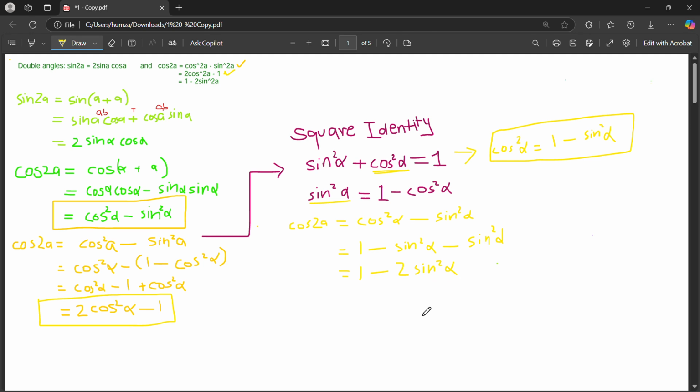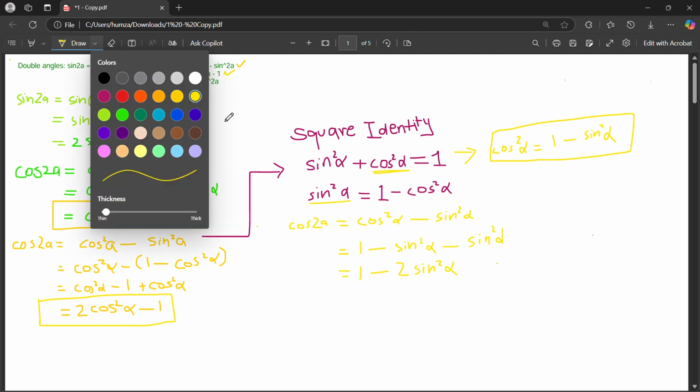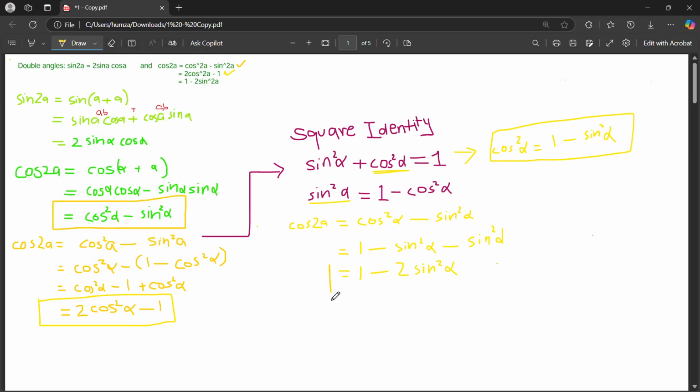So hence we got our third equation for the cos 2a. So this is the third rule. Number one rule was cos 2a is equal to cos squared a minus sin squared a, and then number two rule was 2 cos squared a minus 1, and the third rule is cos 2a is equal to 1 minus 2 sin squared a.